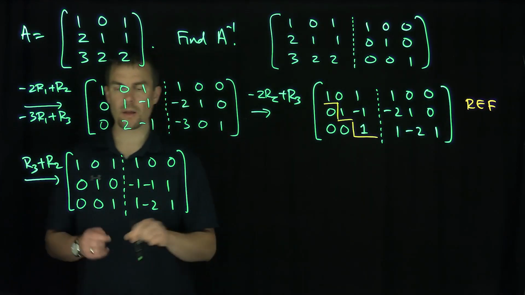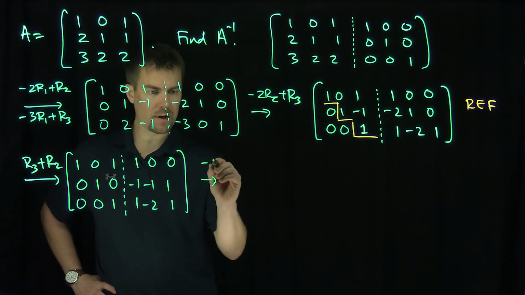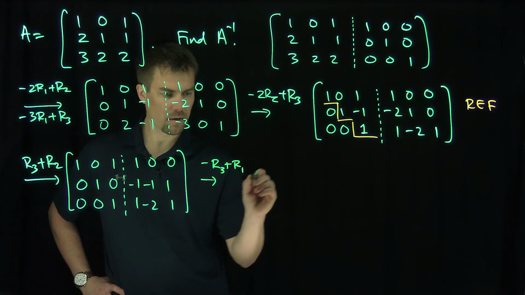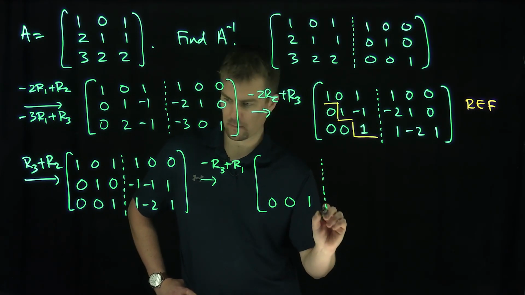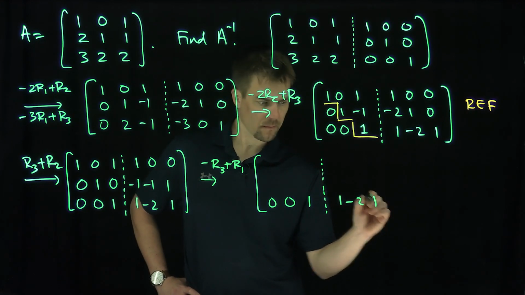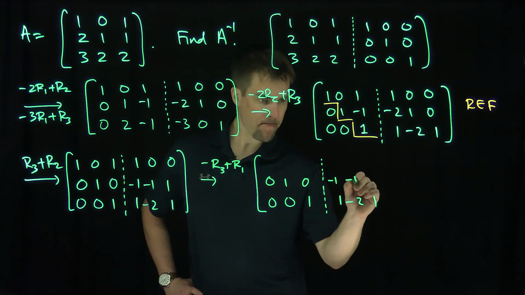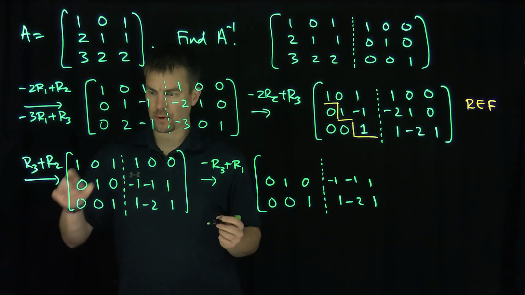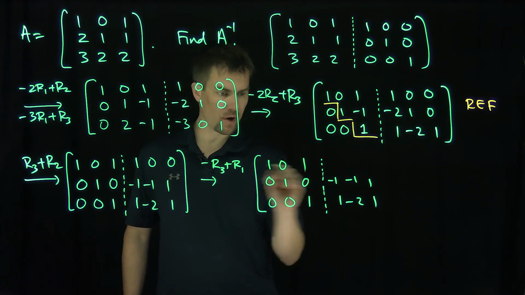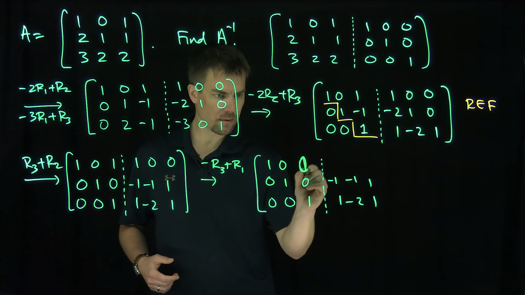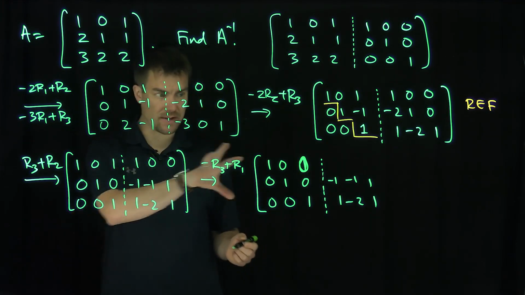Great. And the final step is going to be negative row 3 plus row 1. So row 3 stays the same, and row 2 stays the same. And finally, we're going to do a negative row 3 plus row 1. That's going to turn that into a 1, 0, 1, and a 0, of course, 0. So that's going to zero out that entry. Things are the identity now.